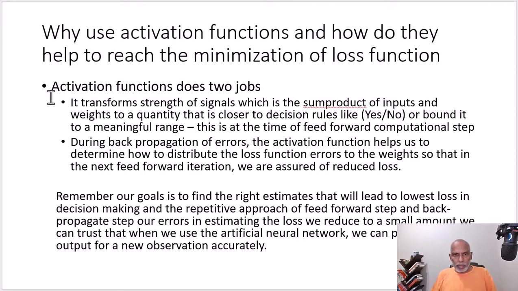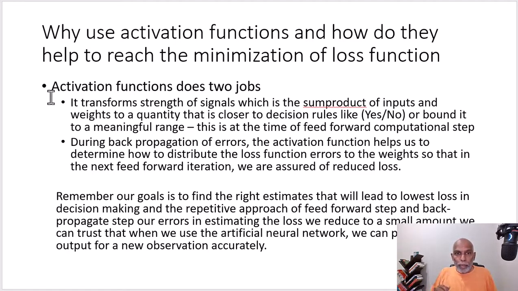There is another purpose that activation function will help us with. That is when we back propagate the errors, because our purpose is to reduce the loss function to the minimum point. So whatever the error that happens in the loss function, if we want to reduce it systematically, we want to look at the weights that we estimated and change specific weights in a specific way. In what way? In the direction of reducing the errors, reducing the loss.